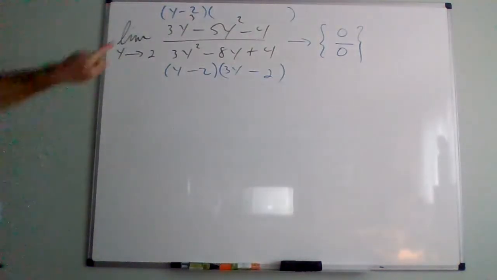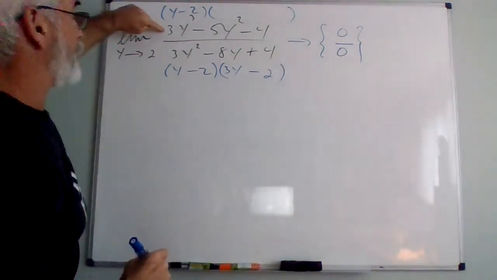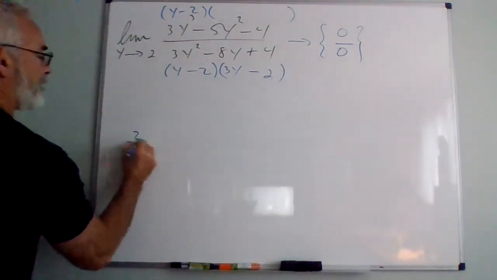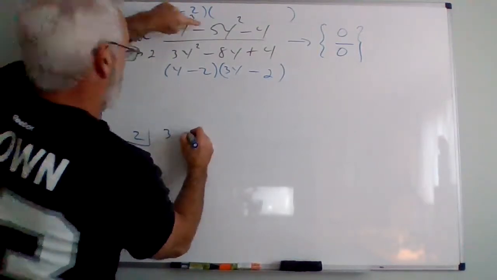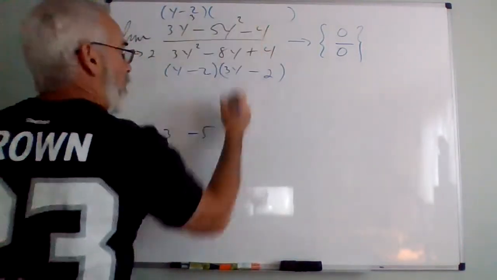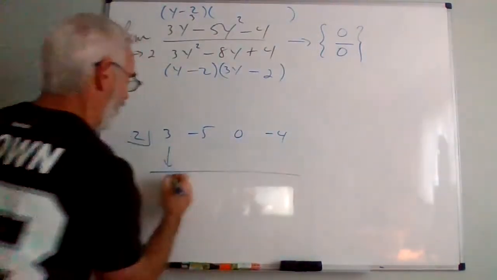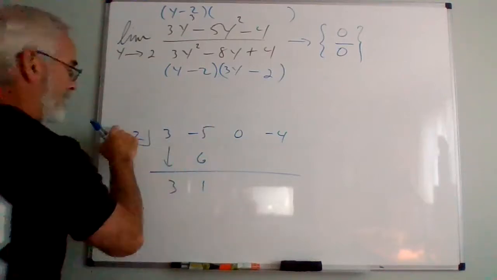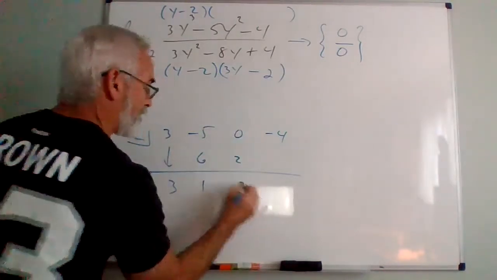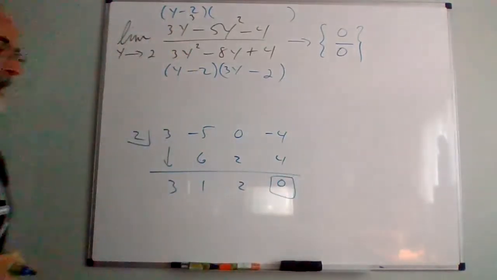But on top, that's a cubic. That's a little bit harder to factor. So what we'll do is use our synthetic division and use a root of 2. So if I use a root of 2, now remember, write all the coefficients in descending order. So 3, negative 5, there is no y term, so 0, negative 4. And then I bring down the first term, 2 times 3. Then I add the terms, 2 times 1, then I add the terms, 2 times 2, then I add the terms, and of course, that is my remainder.